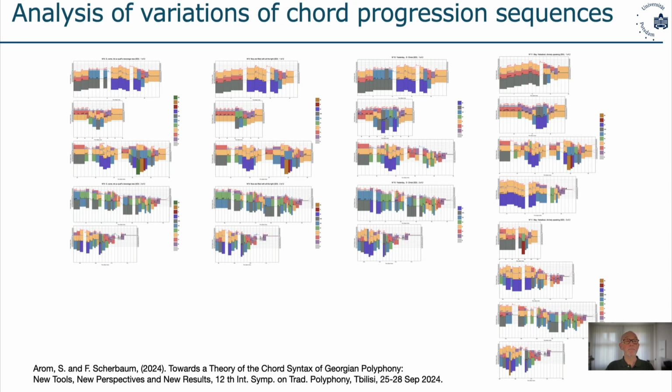As the next example for the use of harmonygrams for analysis, I want to mention their usefulness in the context of studying groups of similar songs. Because all the information is coded as visual patterns, it becomes very easy to study variations of similar chord progression sequences, like this one here, which are slightly different. This is something which Simha Arom and myself have started to work on, trying to understand the chord syntax of Georgian polyphony.